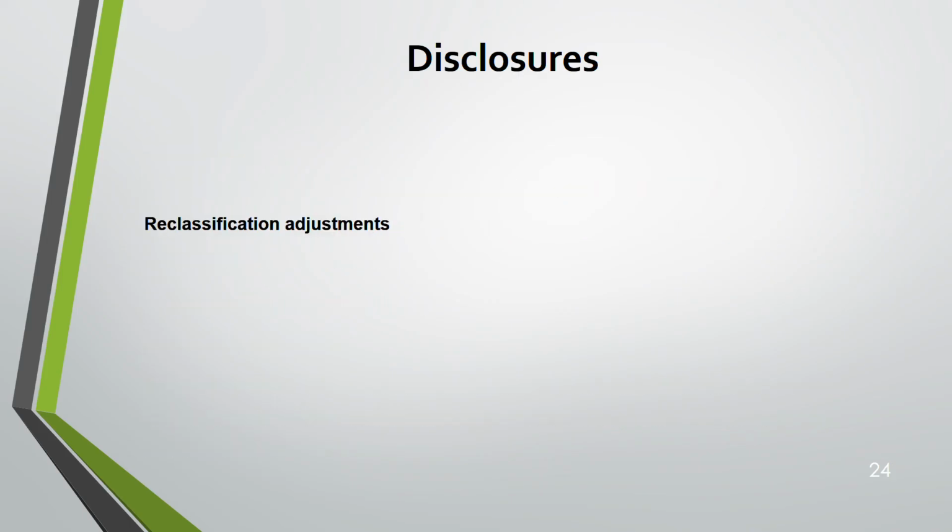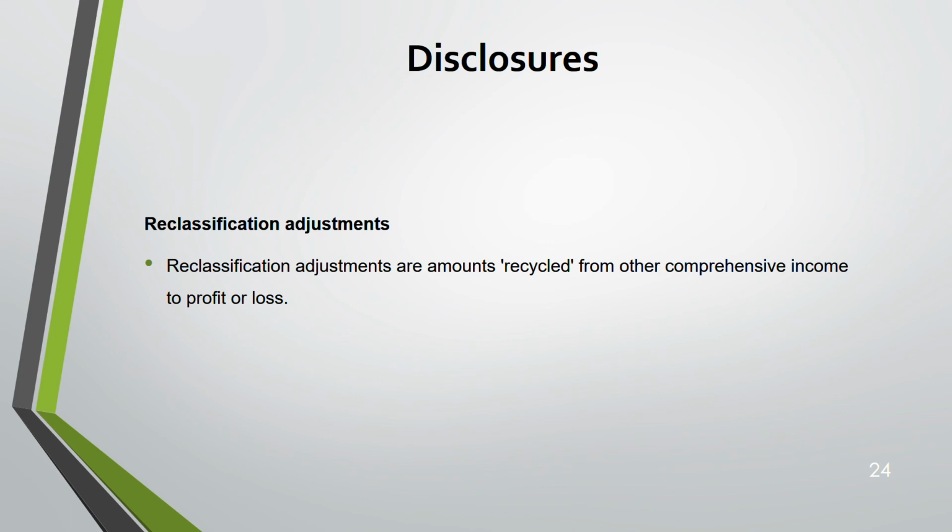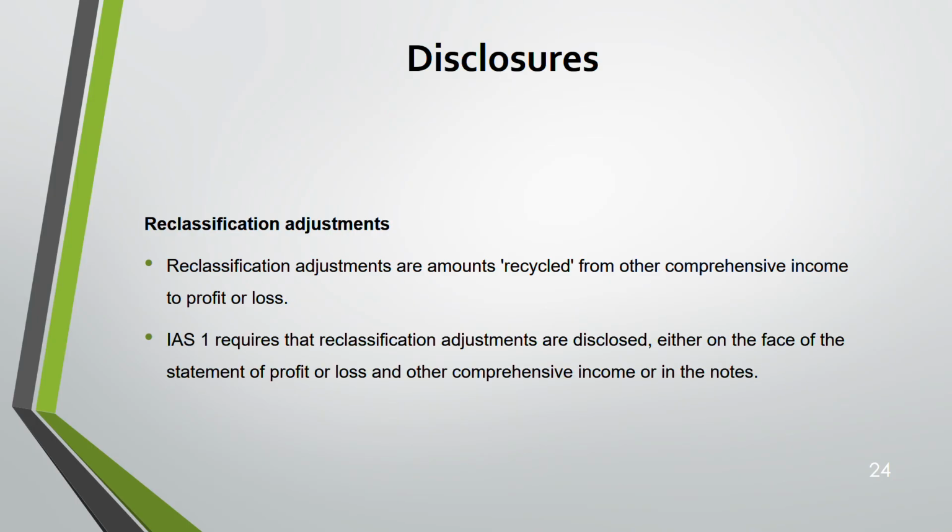Then we have reclassification adjustments. See, any area which is important under disclosure, I have already bolded it. They are the subheadings. This needs to be disclosed. Reclassification adjustments means any items that are recycled from OCI to profit and loss need to be disclosed. Items that are not recycled, nothing to worry about. They will be there in OCI only. But if any item goes to profit and loss from OCI, it needs to be disclosed. IAS 1 says when you are reclassifying, either you can show it on the statement of profit and loss or you can write it under notes. Choice is there.